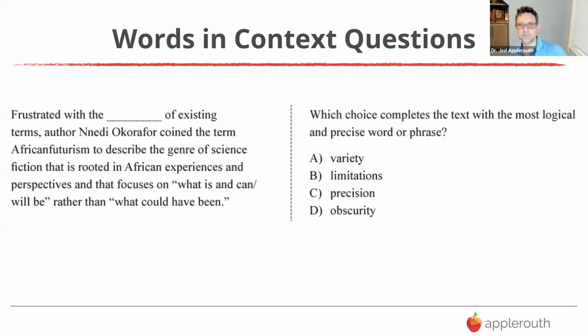Here's an example of the words in context. Frustrated with the blank of current terms, the author coined the term to describe the genre of science fiction that's written. So then the question is, which choice completes the text logically? Frustrated with the variety of terms, the limitation of terms, the precision, the obscurity, and then you can eliminate immediately variety and obscurity. Then you can figure out, is it the limitations of current terms or the precision? It's probably going to be the limitations. And so I think that's kind of basic.